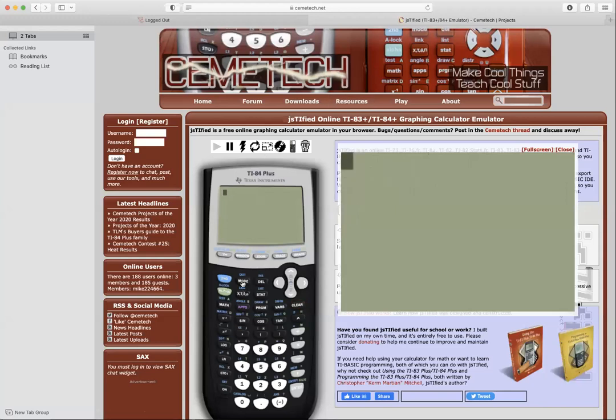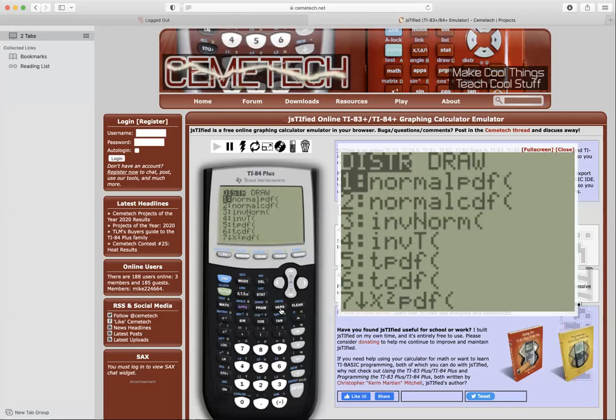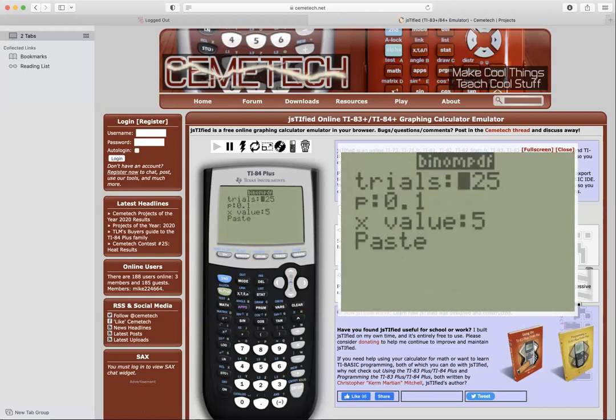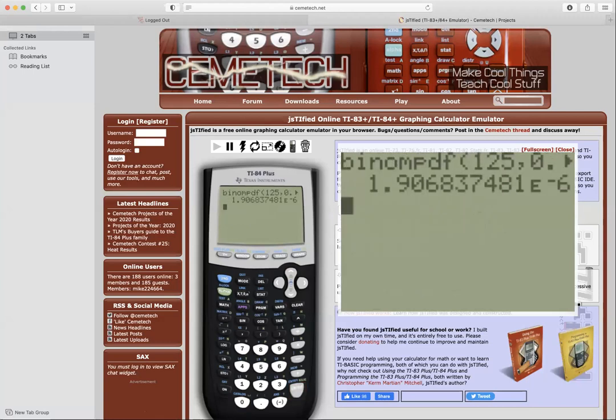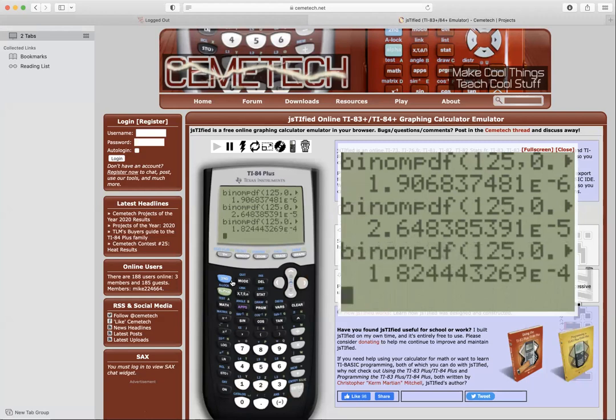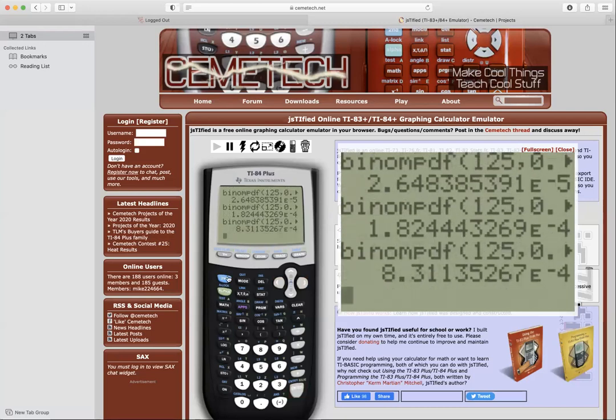You clear this up, you press second distribution, and you go to binomial PDF and click on that. 125 trials, the probability of success is 0.1, and then you start with 0, and that's the first probability. Then you press second, enter, and instead of 0, you put 1. That's the probability of 1. Then you press second and change this to 2, then second and change this to 3, and second again and change this to 4.